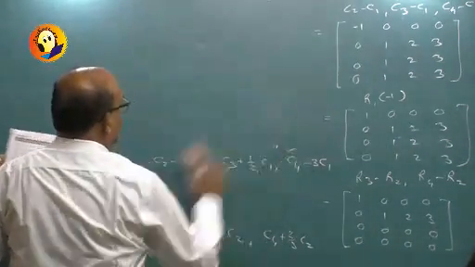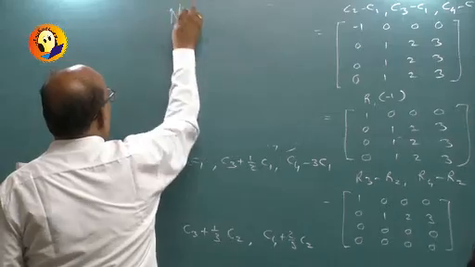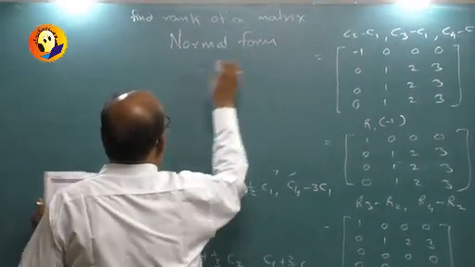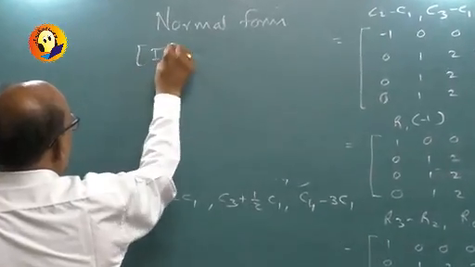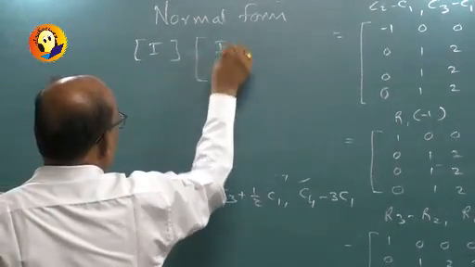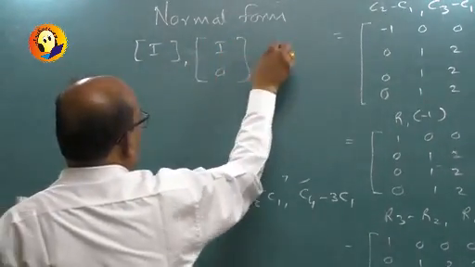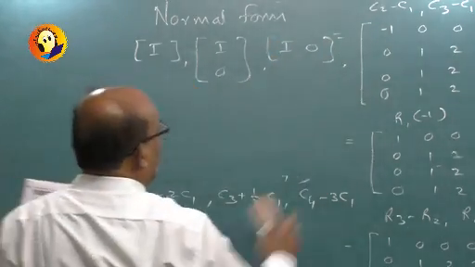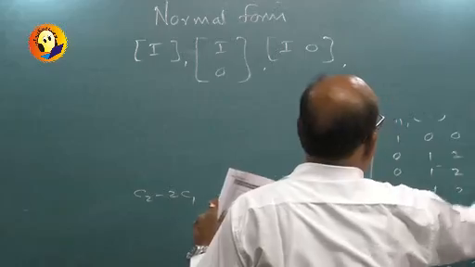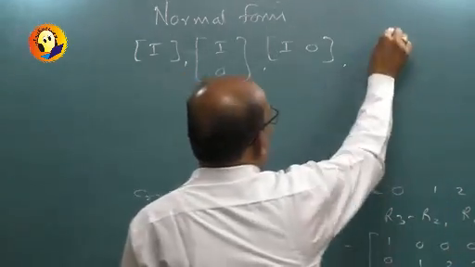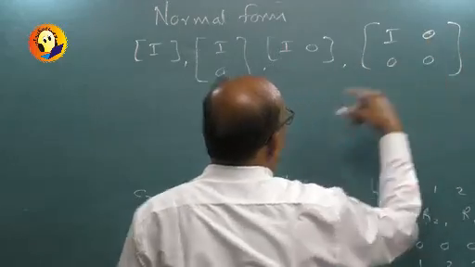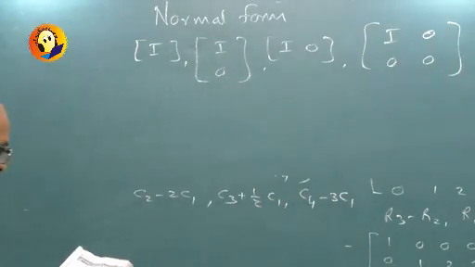So the name is, it is normal form, and it is going to be either I, or it will be I0, or it can be I000. It can be any of these forms. Okay, it has to be identity.